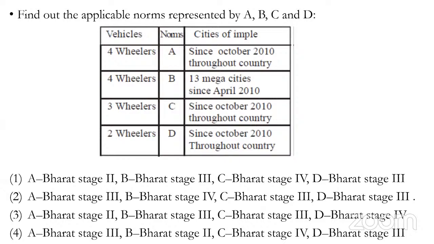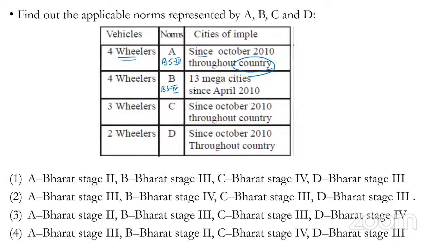Last question and then we'll stop. Find out the norms represented by A, B, C and D. For four wheelers, according to Bharat Stage 3, it has been implemented throughout the country since October 2010. B is Bharat Stage 4.